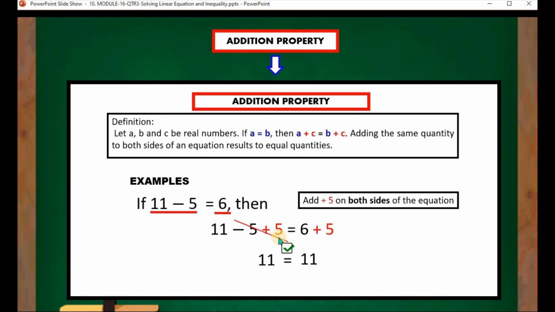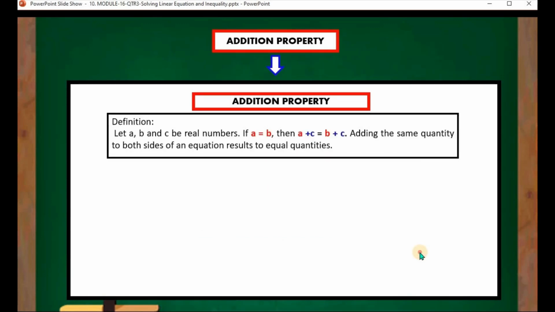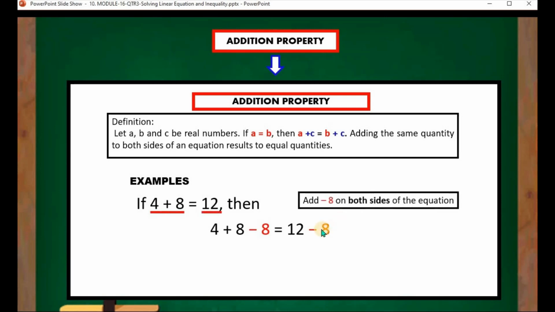Now, when we added the same number to both sides, that is called APE, or addition property of equality. We still maintain the balance of the equation. Okay? So, adding the same quantity to both sides of the equation results in equal quantities. Next, this is actually like the subtraction property, okay? But it is also under the addition property. Adding a negative number.